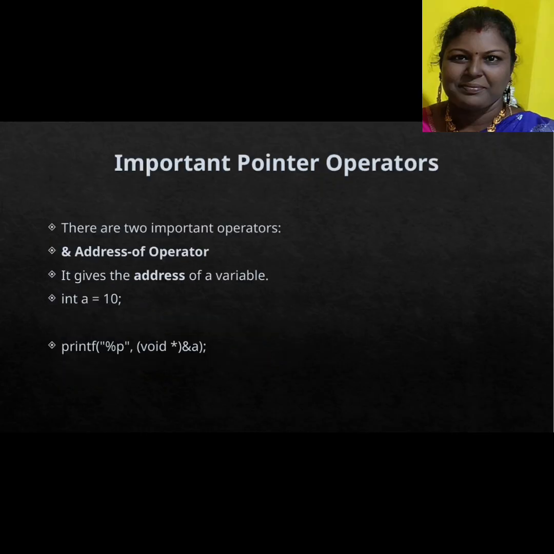This operator gives us the memory address of a variable. For example, if we have an integer variable a set to 10, using the address-of operator lets us print where a is stored in memory. This is key when working with pointers, as it helps us directly access or manipulate data by its location, rather than its value.